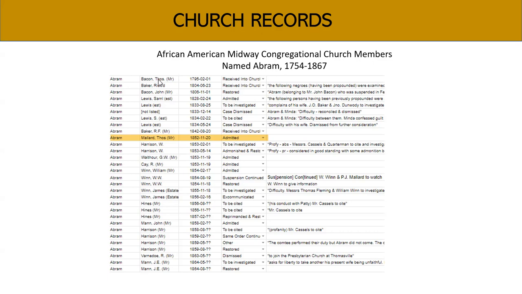A fair number of the African-American members were named Abram. And in 1852, an Abram belonging to Thomas Mallard was admitted to the church. But of course, there were many other Abrams, so this is just a data point.